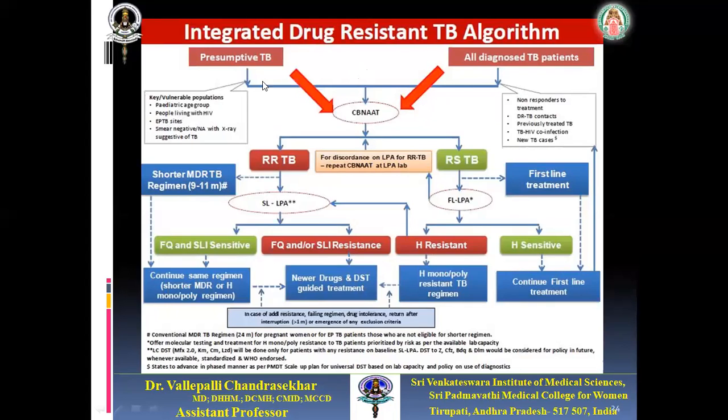Then all these diagnosed persons and presumptive TB patients, we are testing with the CBNAT, which we have seen in the previous slide. Then we can classify them depending on rifampicin resistance, whether they are rifampicin resistant or rifampicin sensitive, right? Then again, it can be classified into different categories: fluoroquinolone resistance or isoniazid resistance or sensitive. Then depending on that, we are including newer drugs like bedaquiline. And again, we are moving through DST guided treatment. This chart we will see in between also, and we will discuss it there.